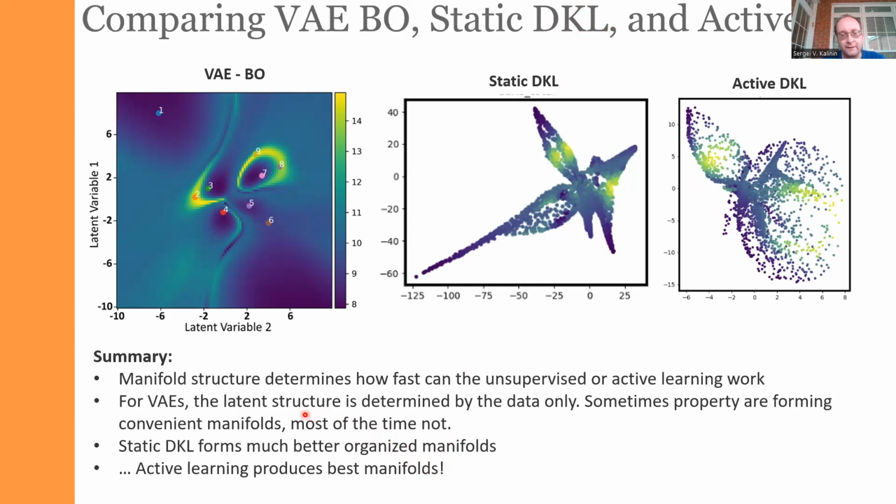So it looks like that DKL definitely produces better behaved manifolds than VAE. And it looks like that the active learning actually makes a better manifold than the static DKL. So this needs to be clarified more, preferably using the higher dimensional space, but that seems to be the case. So before we go to the Colab, are there any questions?